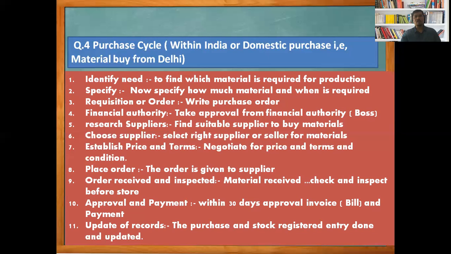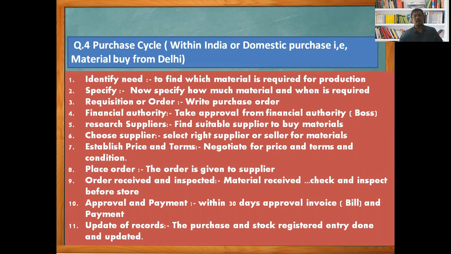After all requirements are satisfied, I place the order with the Delhi supplier, who receives the order and records it in his order book. Order received and inspected: material received, check and inspect before storing. Whatever material I have purchased, before accepting it as per the order, I am going to check it thoroughly. That is called order received and inspection of the material.